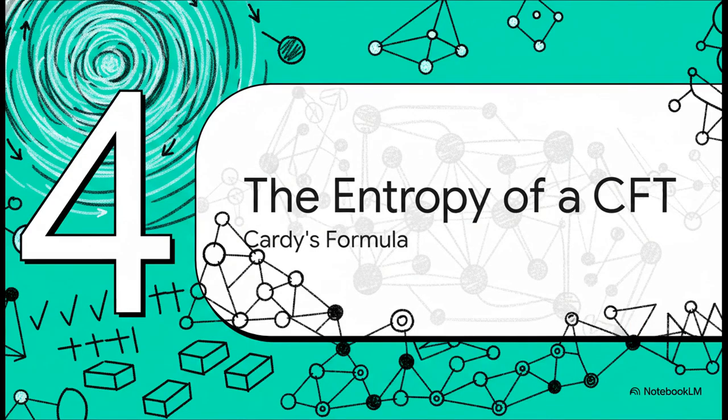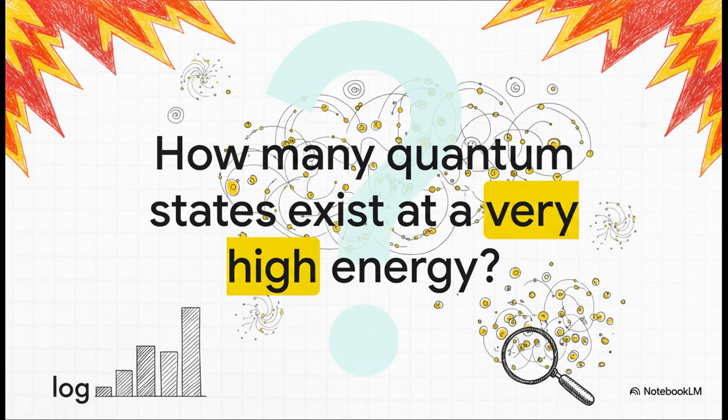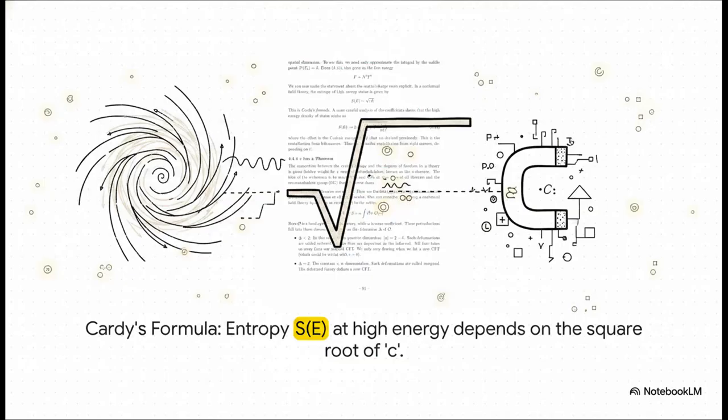So far, we've seen c measure complexity and dictate physical forces, but it has another incredible trick up its sleeve. It can count. Specifically, it can help us figure out the entropy of a system, which is really just a measure of its information content. Okay, so imagine heating our quantum system up to an insanely high temperature. There's going to be an absolutely enormous number of possible quantum states the system could find itself in. The logarithm of that number is what we call entropy. But how on earth could we possibly count all of those states? It seems impossible. Well, this is where a truly stunning result called Cardy's formula comes into play.